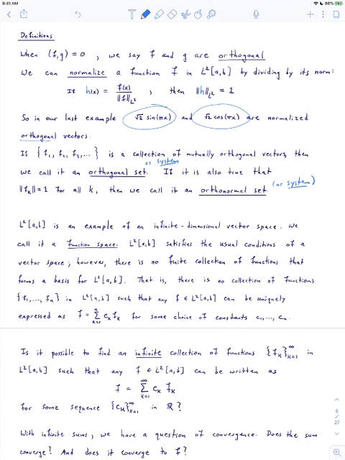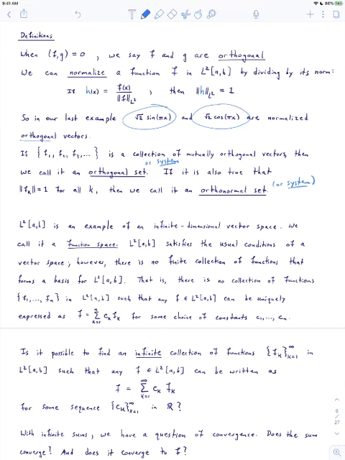So L2 of a, b is an example of an infinite dimensional vector space. We call it a function space. So it behaves in some sense like finite dimensional vector spaces, but there is a lot more to it than that. And by that, I don't just mean there are a lot more elements. There are certainly infinitely many. And you can't find a finite collection of functions that forms a basis.